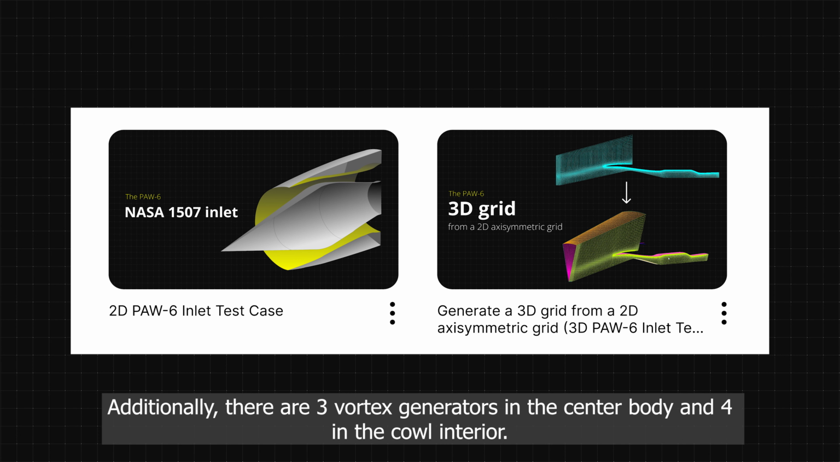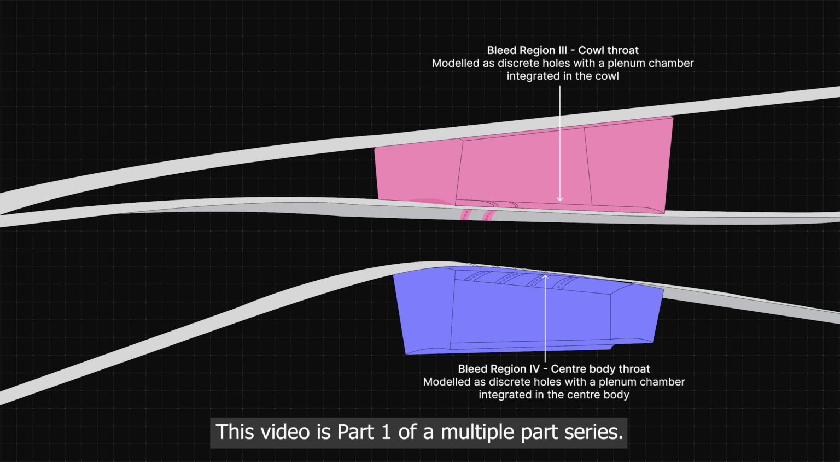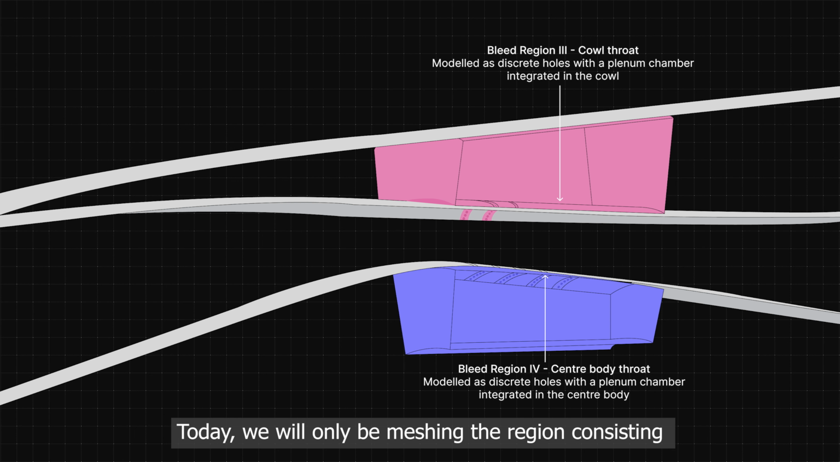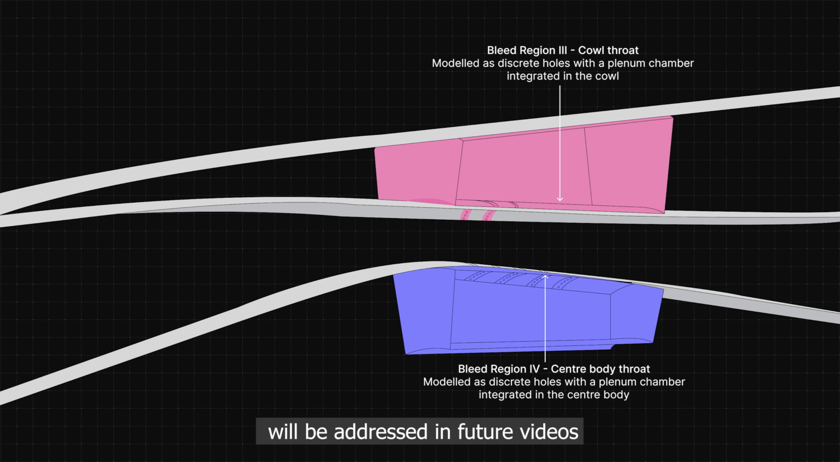Additionally, there are 3 vortex generators in the center body and 4 in the cowl interior. This video is part 1 of a multiple part series. Today, we will only be meshing the region consisting of the discrete bleed holes with the plenum chamber which is integrated in the cowl and center body. Meshing the vortex generators and the rest of the geometry will be addressed in future videos.